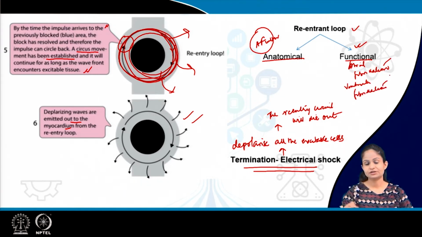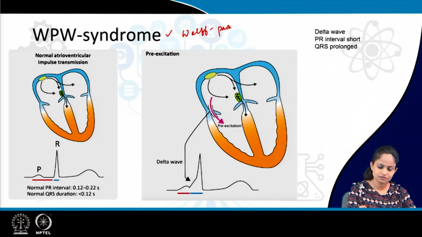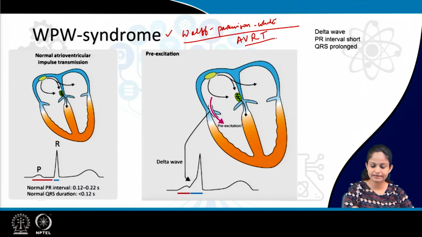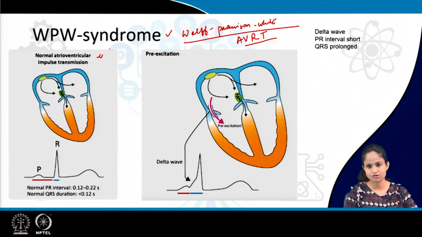So, these are the functional re-entrant loop. Now, coming to the Wolff-Parkinson-White syndrome. Now, this Wolff-Parkinson-White syndrome is mainly because of the AV reentrant tachycardia phenomenon. We will see the first picture, that is a normal atrioventricular, AV means atrioventricular.